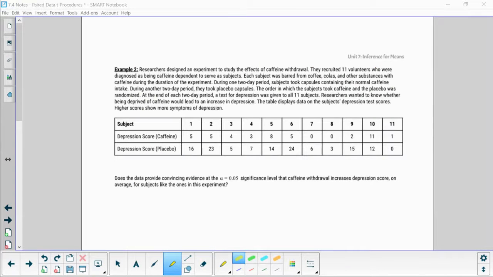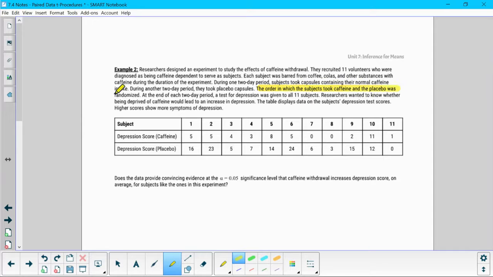Okay, example 2. Researchers designed an experiment to study the effects of caffeine withdrawal. They recruited 11 volunteers who were diagnosed as being caffeine dependent to serve as subjects. Each subject was barred from coffee, colas, and other substances with caffeine during the duration of the experiment. During one 2-day period, subjects took capsules containing their normal caffeine intake, and during another, they took placebo capsules. The order in which the subjects took caffeine and placebo was randomized. That is important.